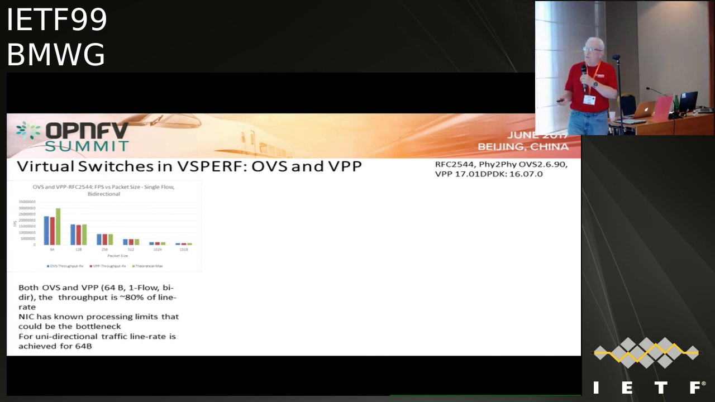So here we've got a comparison of both OVS with DPDK and VPP using the RFC 2544 throughput testing, bidirectional. One key point, though, is that we're testing a single flow at this point, right? And in green, we've got the theoretical maximum based on the interfaces. I think these are all 10 gig interfaces.